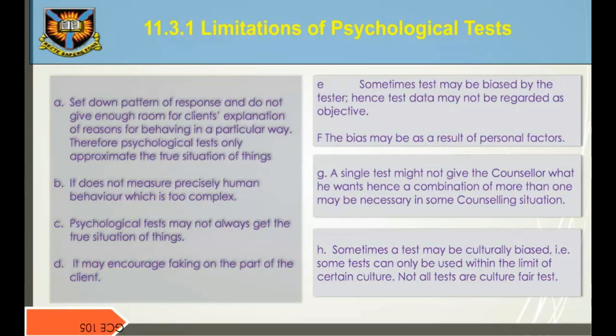Limitations of psychological tests. A. They set down patterns of response and do not give enough room for the client's explanation of reasons for behaving in a particular way. Therefore, psychological tests only approximate the true situation of things. B. It does not measure precisely human behavior, which is too complex. C. Psychological tests may not always get the true situation of things. D. It may encourage faking on the part of the client. E. Sometimes tests may be biased by the tester. Hence, test data may not be regarded as objective.